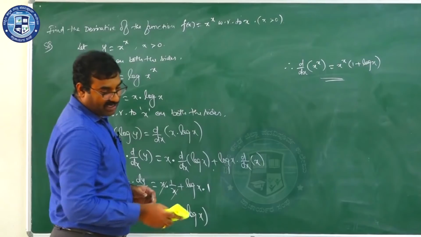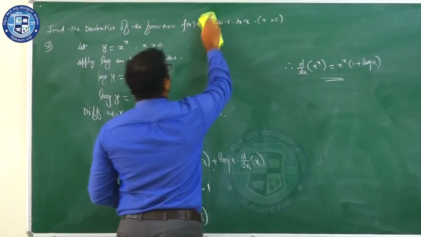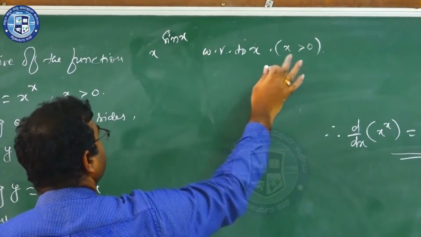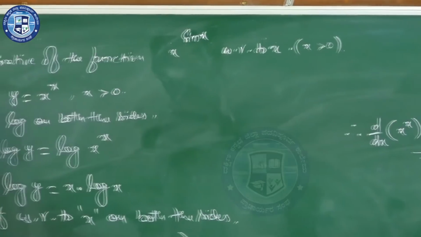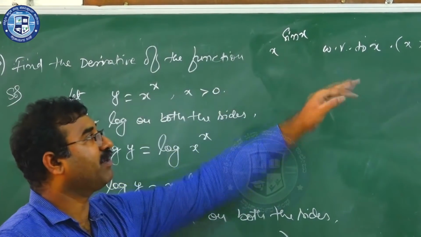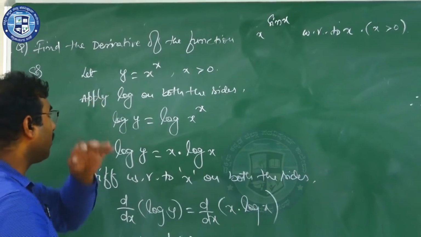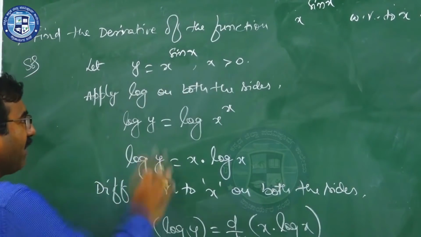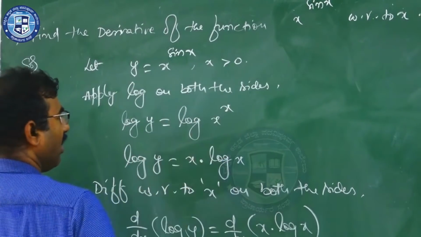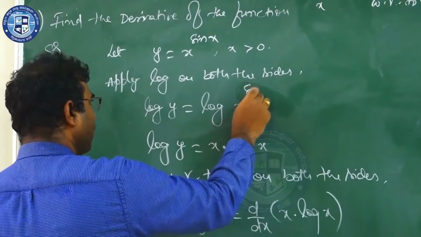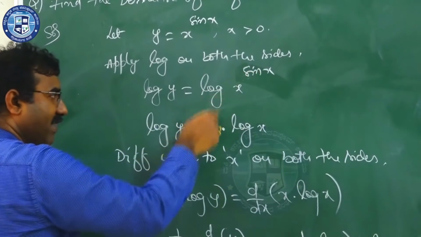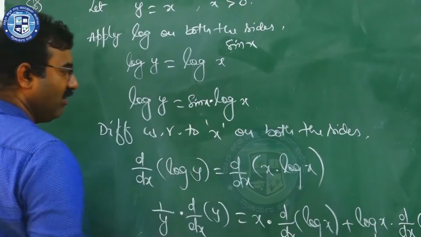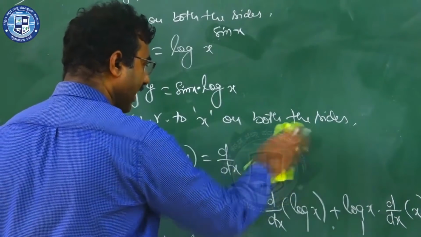Find the derivative of the function f(x) is equal to x power sin x with respect to x, x greater than 0. So y is equal to x power sin x, x is greater than 0. We apply log on both sides. Log y is equal to log x power sin x. So the power will go to the front of the logarithm. We get here sin x into log x. So d by dx of sin x into log x.